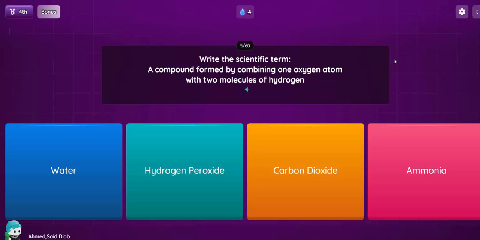Question. Write the scientific term: a compound formed by combining one oxygen atom with two molecules of hydrogen. Option 1, water. Option 2, hydrogen peroxide. Option 3, carbon dioxide. Option 4, ammonia.